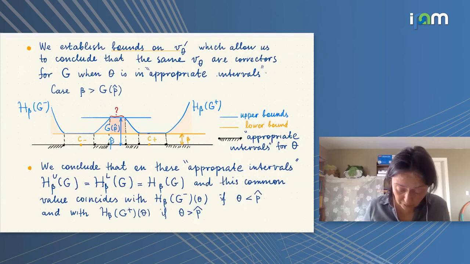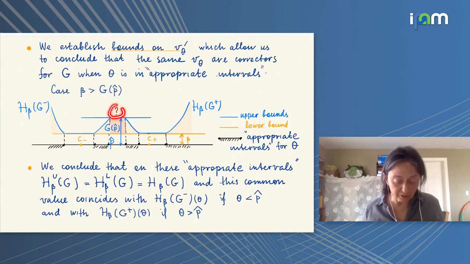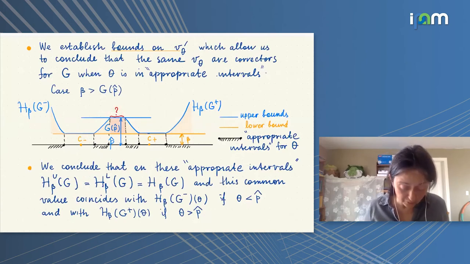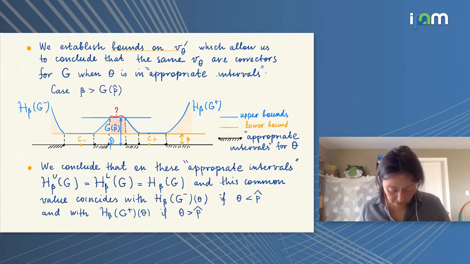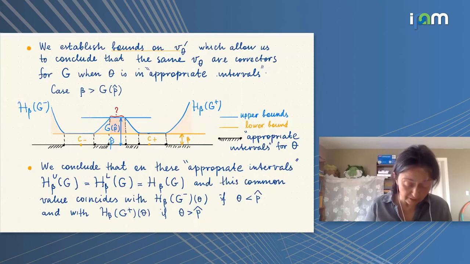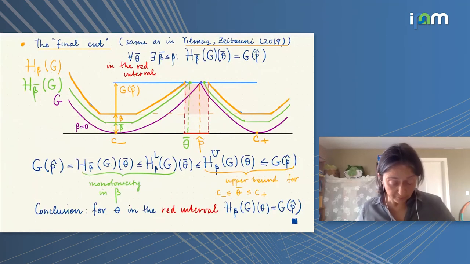So our effective Hamiltonian now is defined everywhere except for the middle piece. In the middle piece, we still don't have anything except for the upper bound is at the level of G of P hat, the lower bound is at the level beta, and we don't have matching upper and lower bounds. But so far, for all other theta, we have constructed the effective Hamiltonian for our non-convex problem.